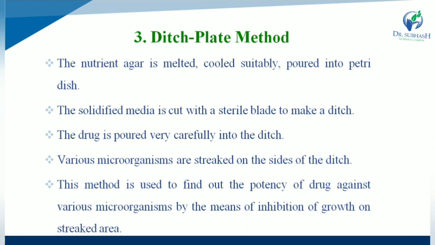So in the ditch plate method, first, nutrient agar is melted properly. After melting, it is cooled properly and poured into the Petri dish. The second step is solidified media, that is, the agar is solidified completely. After that, the solidified agar media is cut with a sterile blade to form a ditch. After ditch preparation, the drug is poured very carefully into the ditch and various microorganisms are streaked on the side of the ditch. This method is used to find out the potency of the drug against various microorganisms by means of inhibition of growth on the streaked area.